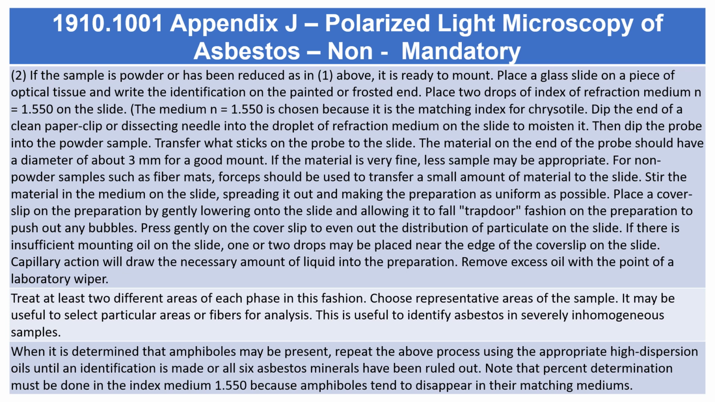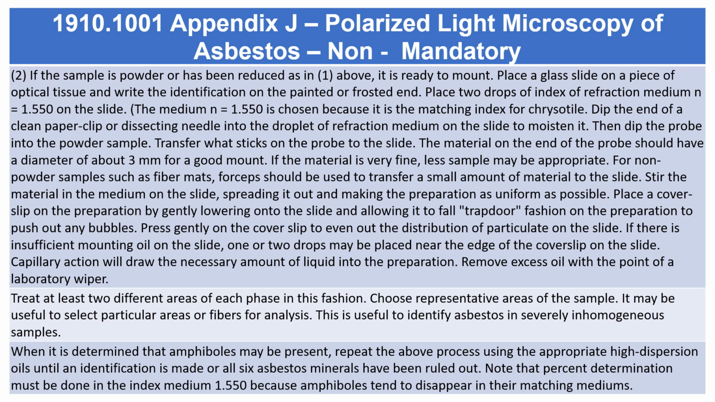Dip the end of a clean paper clip or dissecting needle into the droplet of refraction medium on the slide to moisten it. Then dip the probe into the powder sample. Transfer what sticks on the probe to the slide. The material on the end of the probe should have a diameter of about 3 mm for a good mount. If the material is very fine, less sample may be appropriate.